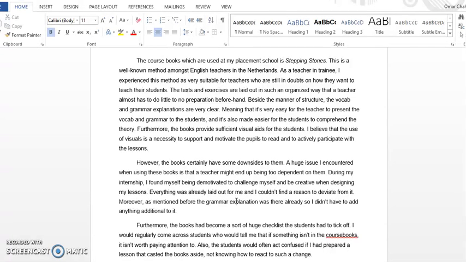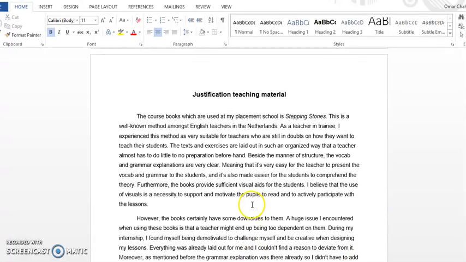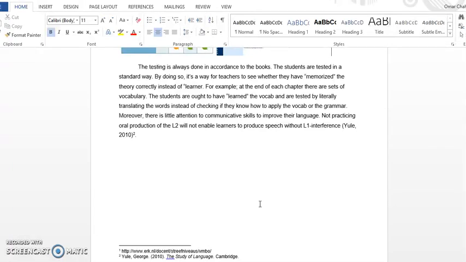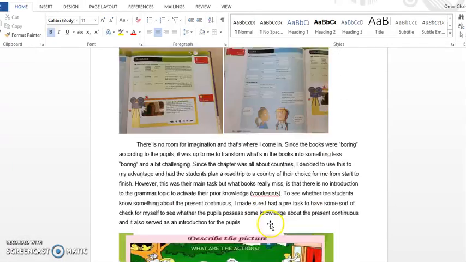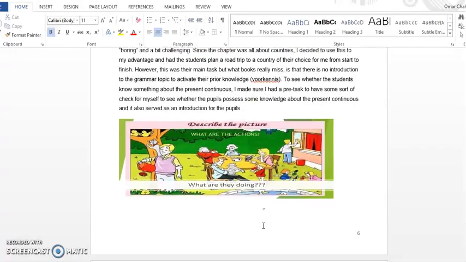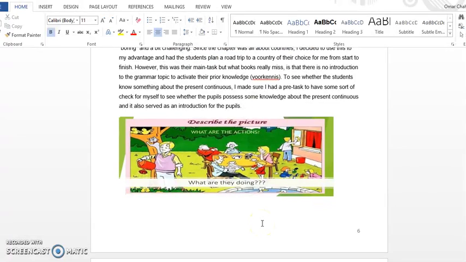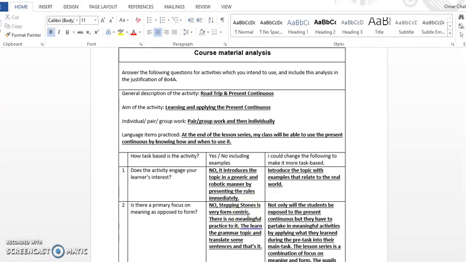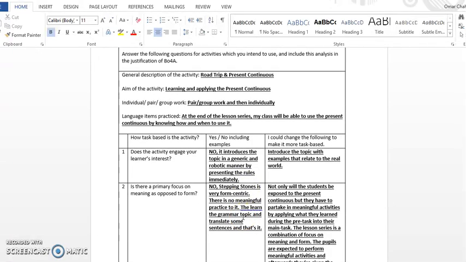But to come to this conclusion, I performed a course material analysis before combining what I have in the course books to make it a TBL lesson. One of the questions it had for me as the teacher was, does the activity engage your learners' interest?